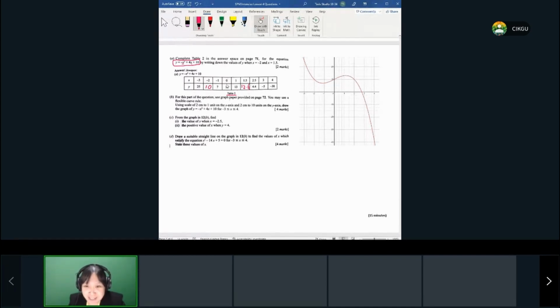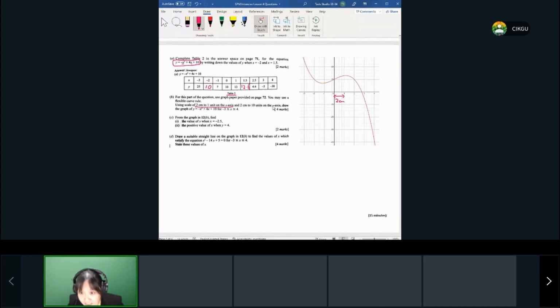Normally, after they ask you to complete the table, the next part B says use graph paper, and so on. You may use a flexible curve ruler using the scale of 2 centimeter to 1 unit on the x-axis. That means, you guys need to be careful when they give you the graph paper. I cheat a bit, I drew first because I save time, but the point is, you need to go and measure. Let's just say from here to here is 2 centimeter. They say every 2 centimeter is equivalent to 1 unit. So 2 centimeter, 1. Another 2 centimeter, 2. This is what it means: 2 centimeter to 1 unit for the x-axis.